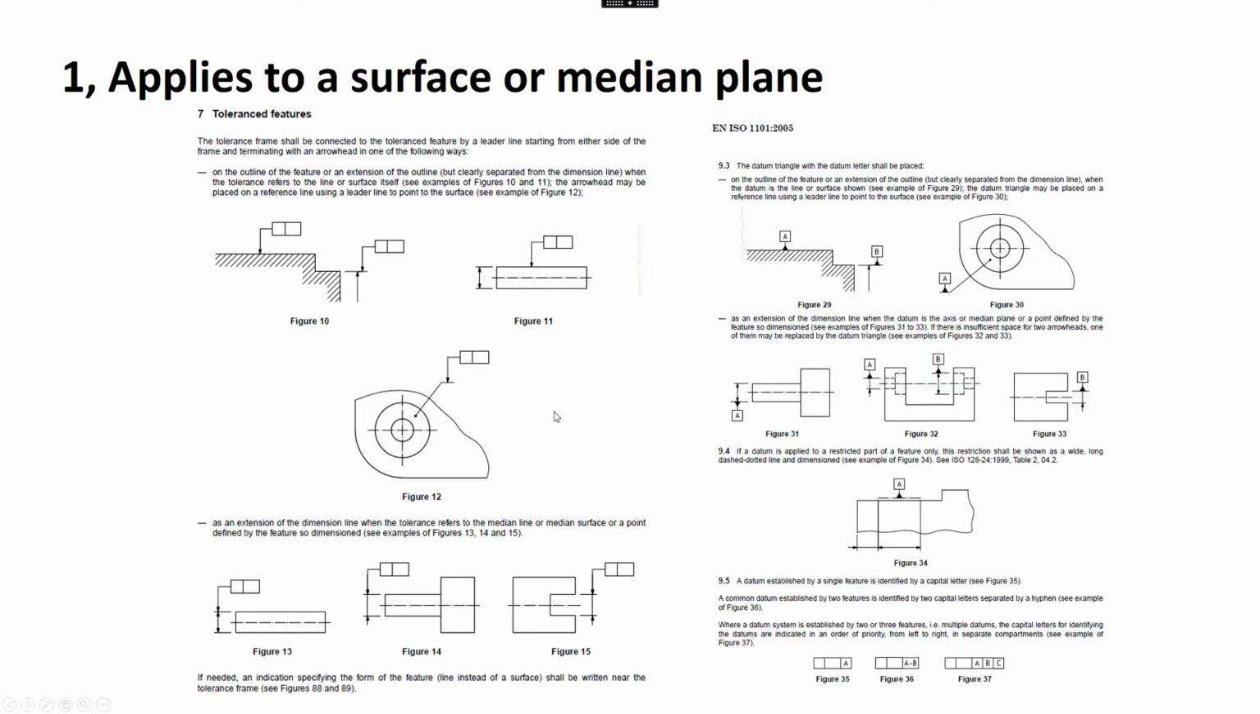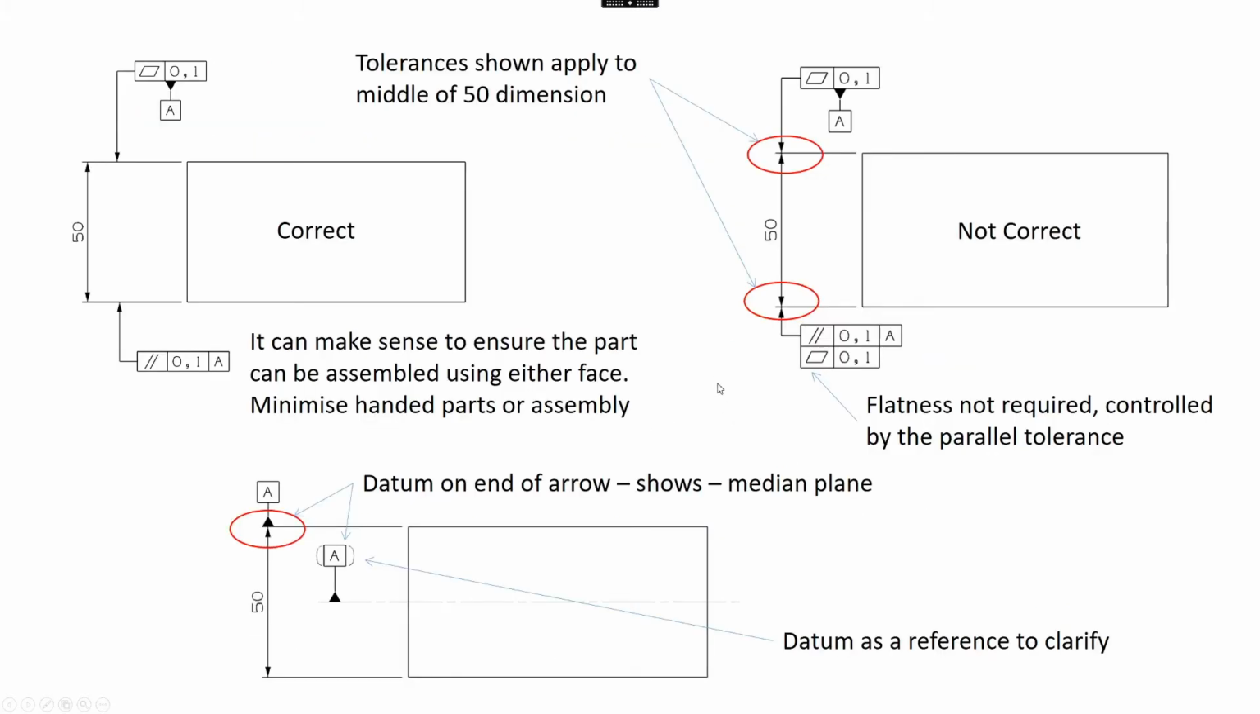Okay, so I think that one covers the differences between the surface and the center of the feature, or the center line of the feature. Got a couple of examples here.